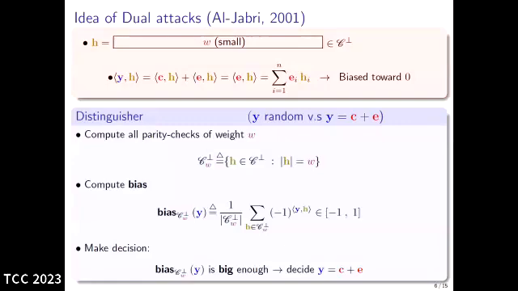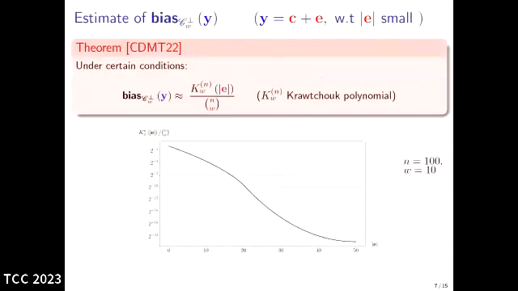So, for example, you see here that y dot product h, if y is a noisy codeword, will be equal to 0 often. And so this term will be equal to 1 often, and so this term will be big. So the sum will be big and close to 1. So you make a decision: if the bias is big enough, you decide that y is a noisy codeword. The thing is, how big is big?